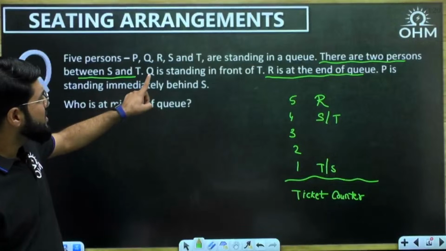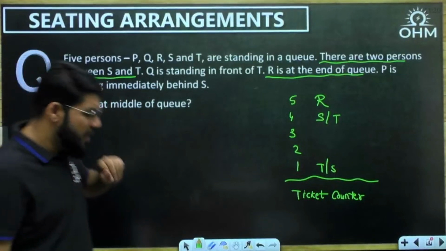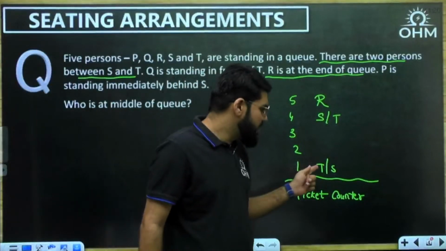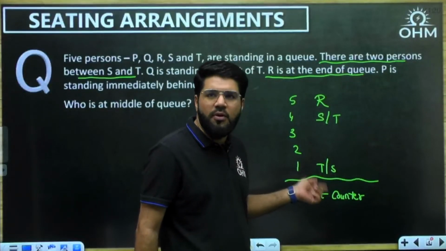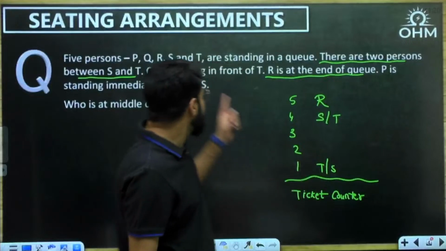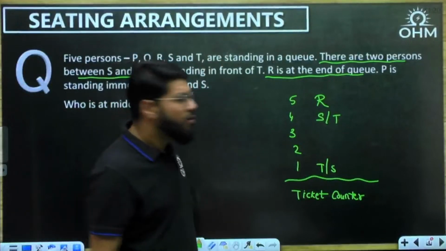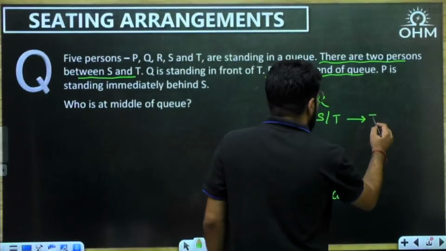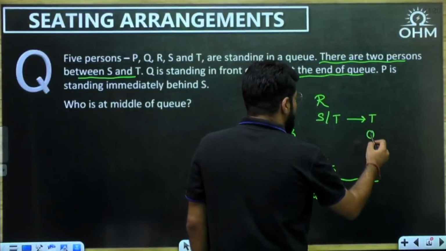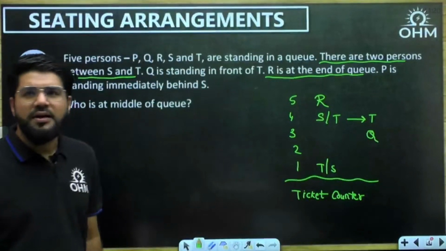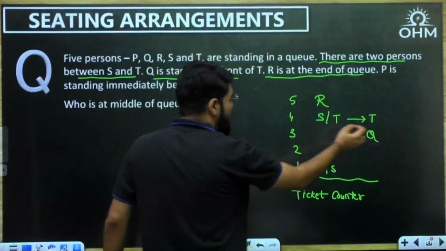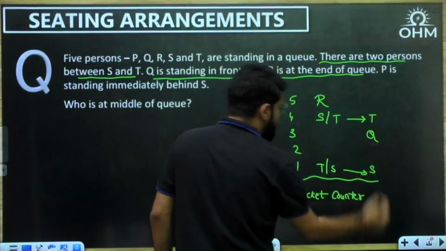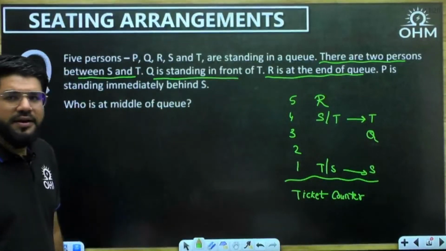Now Q is immediately in front of T. Suppose T is at the first position; in front of T you directly have the ticket counter, so there cannot be any person. If T is at the first, Q cannot be in front of T. So T has to be here, so that Q is in front of T. If you fix T here, this becomes S.